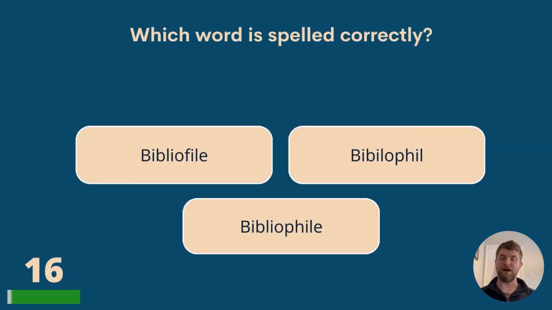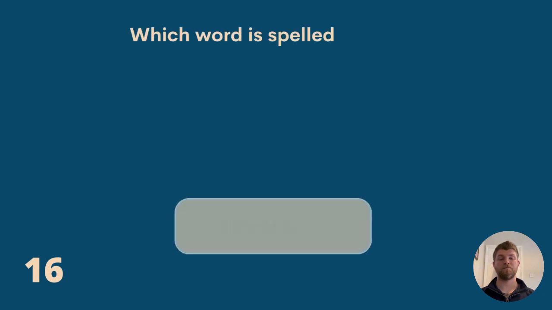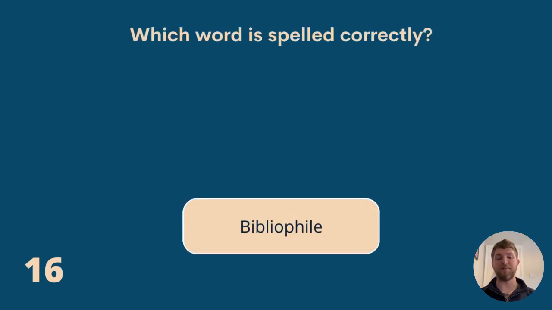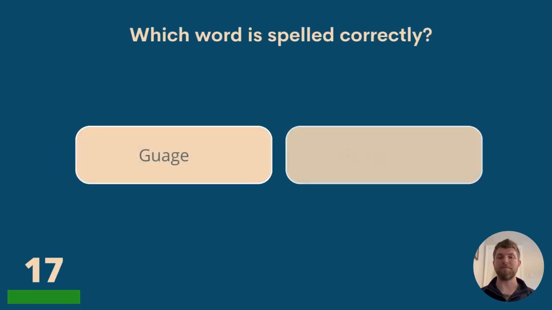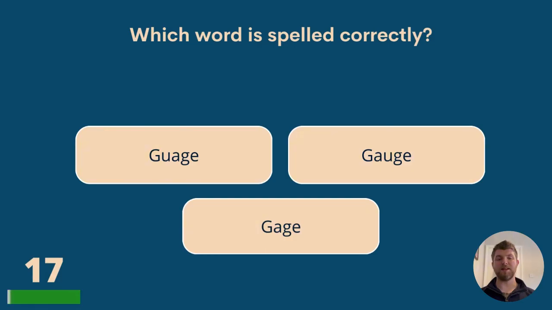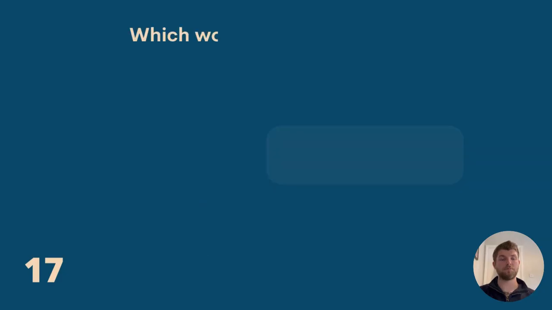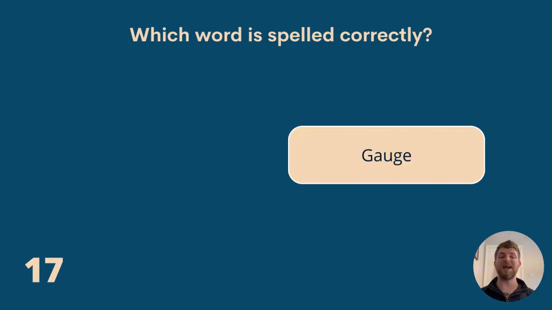What about bibliophile? If you were a bibliophile and you wanted to tell everyone about it, how would you spell it? The answer is BIBLIOPHILE. Which word is spelled correctly if you're spelling the word gauge? The answer is GAUGE.